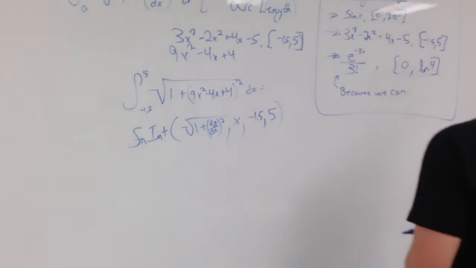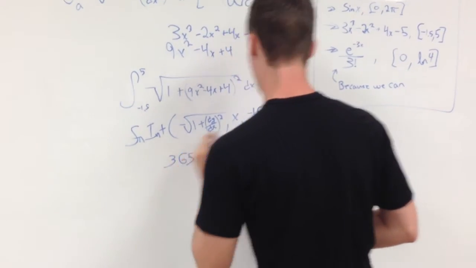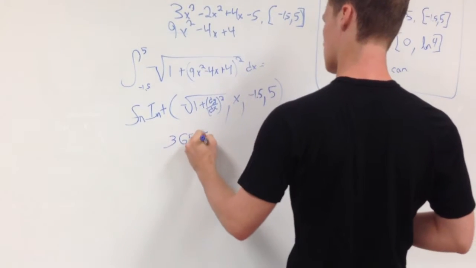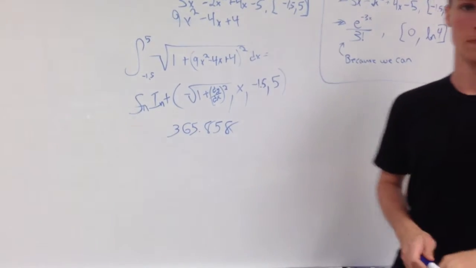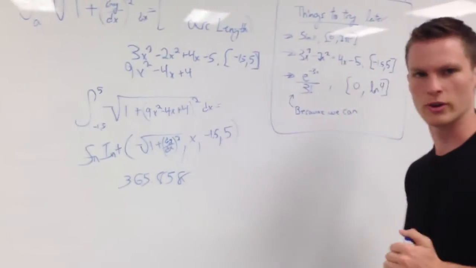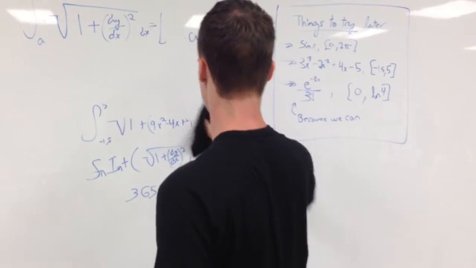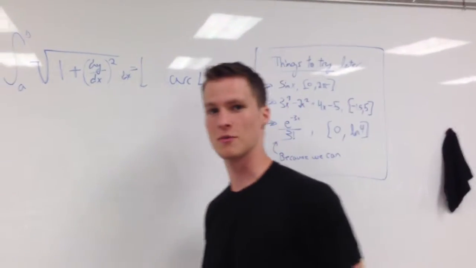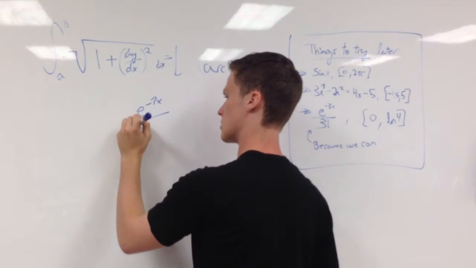Now, the answer to this one is 365.858. That is the easiest thing. So, again, pretty simple. Now, you're going to do something a little weirder, but still just as easy. Alright, your next problem, because we can, is e to the negative 3x over 3 factorial.